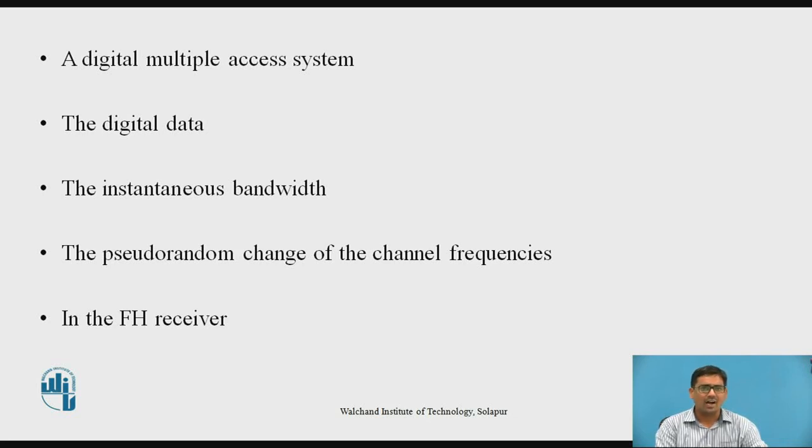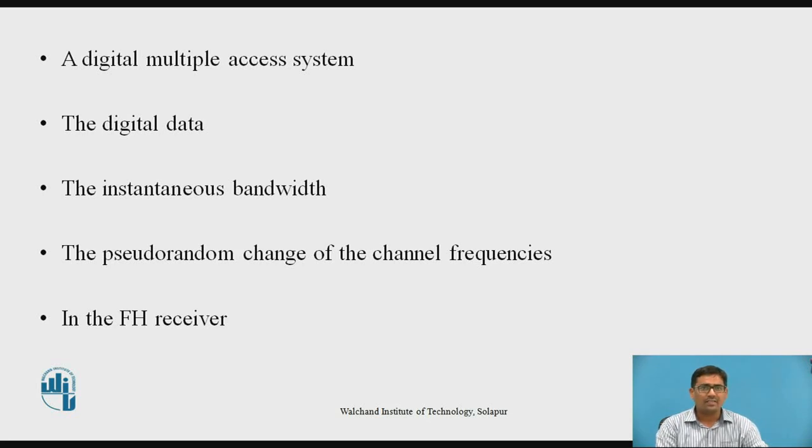The digital data of each user is broken into uniform size bursts which are transmitted on different channels within the allocated spectrum band. The instantaneous bandwidth of any one transmission burst is much smaller than the total spread bandwidth. The pseudo-random change of the channel frequencies of the user randomizes the occupancy of a specific channel at any given time, thereby allowing for multiple access over a wide range of frequencies.